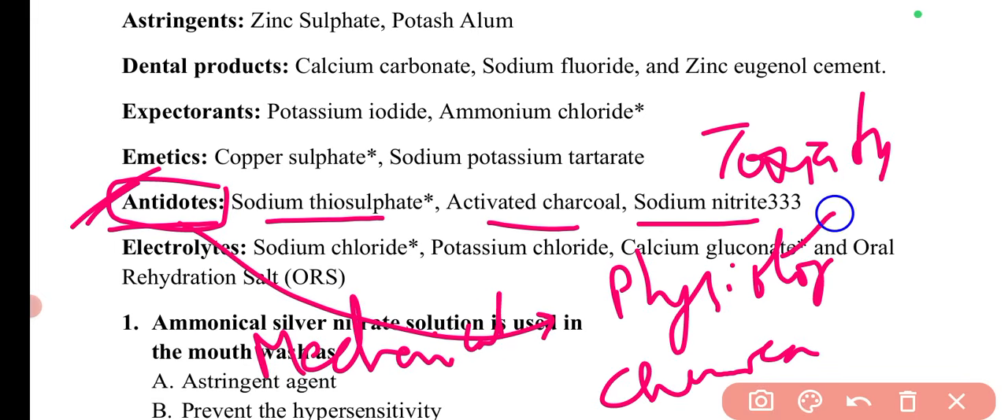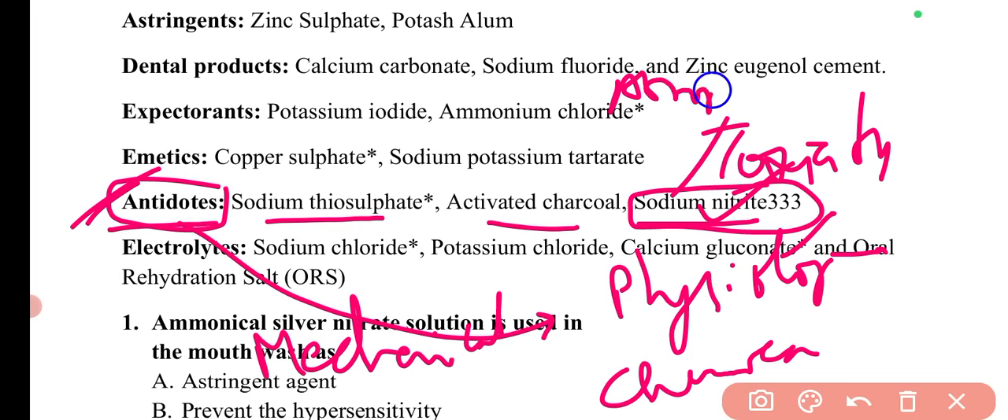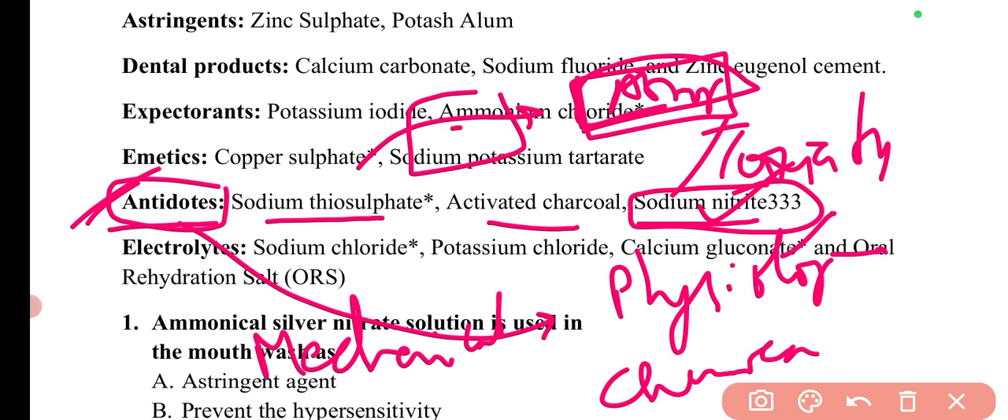So physiological antidotes are basically the antagonists, meaning they produce the opposite effect of that of the poison. For example, sodium nitrite is one example in this, and this sodium nitrite is used in cyanide poisoning. Important point. Then atropine and physostigmine are the antidotes of each other. Basically, if atropine poisoning is there, then we can give physostigmine. If physostigmine poisoning is there, then we can give atropine. So this is the case.